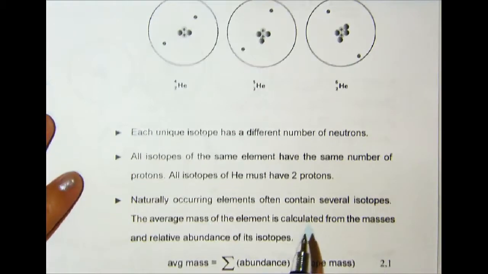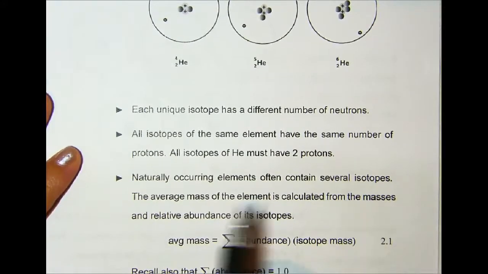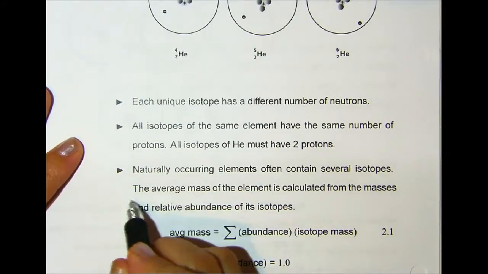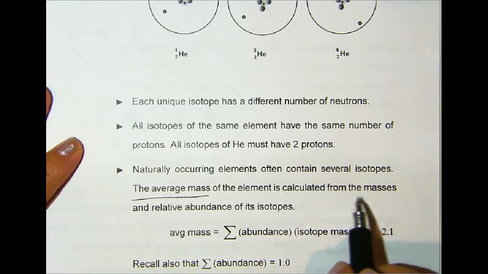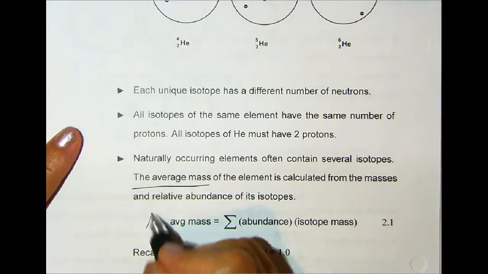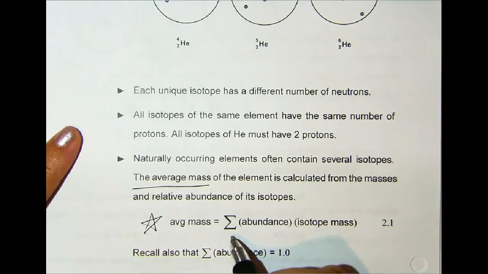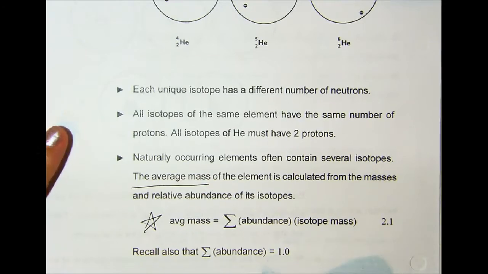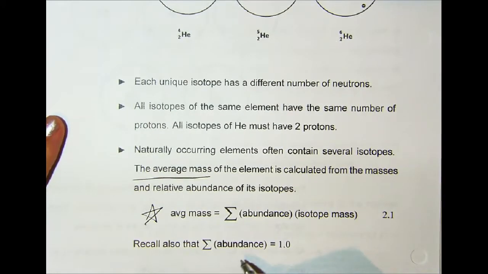Naturally occurring elements often contain several isotopes. The average mass of the element is calculated from the masses and relative abundance of its isotopes. So average mass is the sum of the abundance times the isotope mass. Recall also that the sum of abundance is approximately equal to 1.0 or 100%.